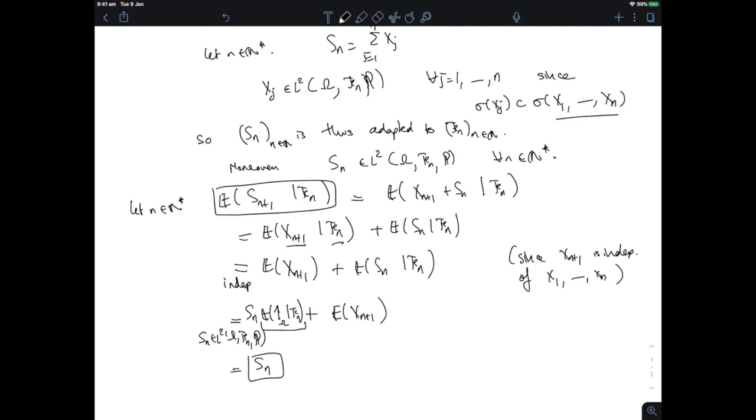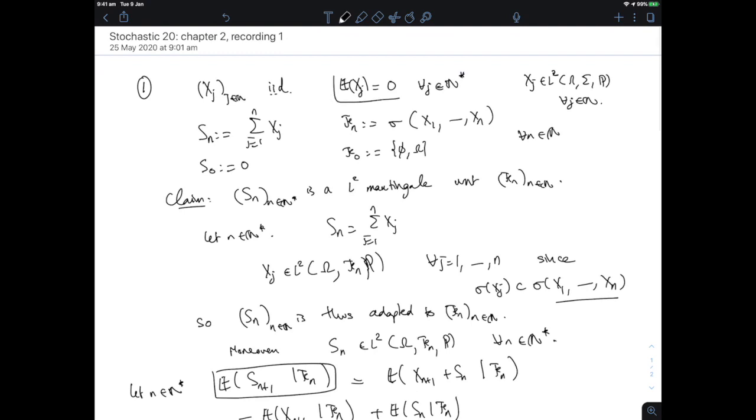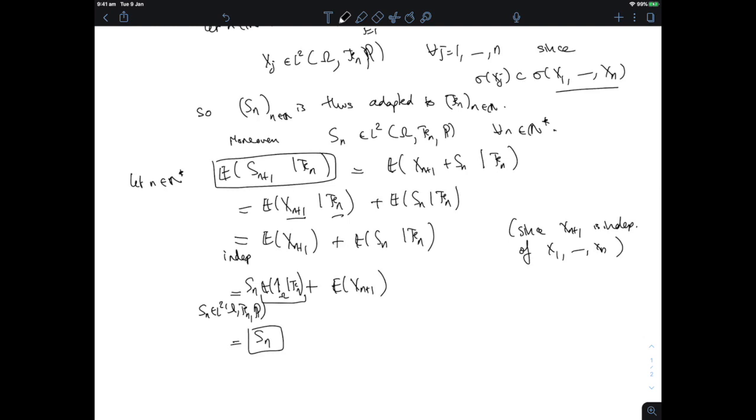Now, from an applied point of view, you should think of this example, sometimes called gambler's ruin, as you're playing a fair game. The game is fair because the expectation is 0. Different rounds of the game are independent of each other, and Sn is the sum. You imagine Xj is your gain, and so Sn is the accumulated gain or loss over the course of the game. And what does being a martingale tell you? That the conditional expectation of Sn plus 1 given Fn is Sn.